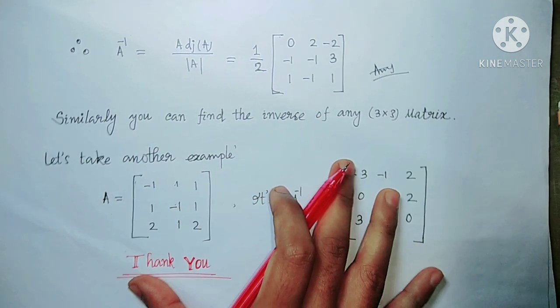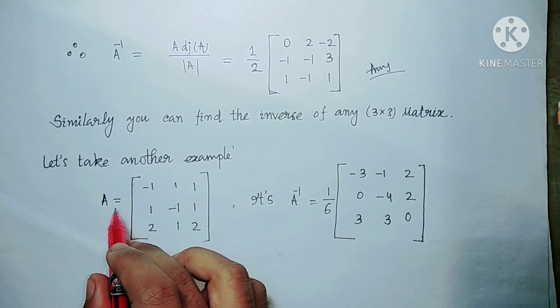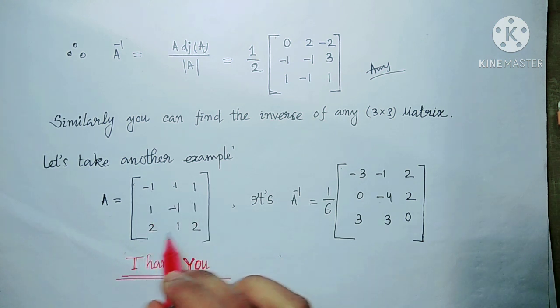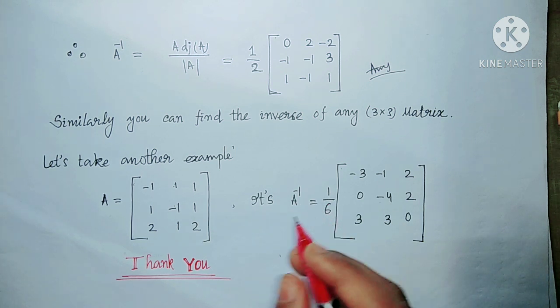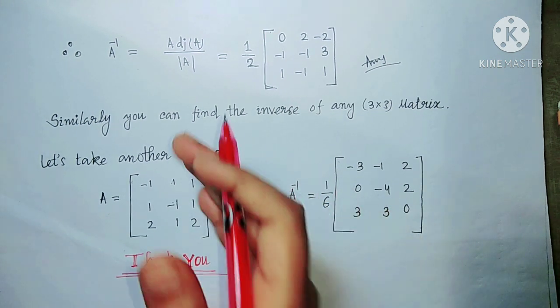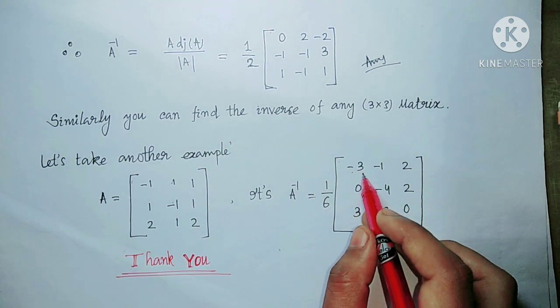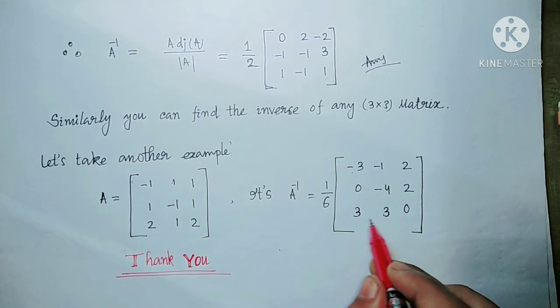I have taken another example. Let A be the matrix minus 1 1 1, 1 minus 1 1, 2 1 2. Its inverse you can find by applying this method: 1 by 6 times the matrix minus 3 minus 1 2, 0 minus 4 2, 3 3 0.